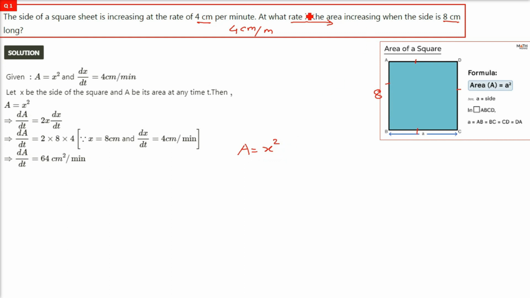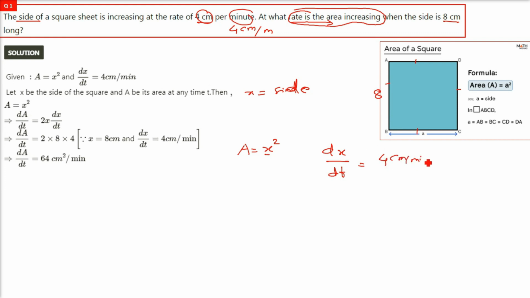Area is side square. Here we are taking side as x because we always take x when we are dealing with derivative. So the side of the square sheet is increasing. So what is the side? We have taken x as the side. So this side is dx by dt. If x is the side, dx by dt is given as 4 cm per minute, and that 4 cm per minute infers that you have to take dx by dt.